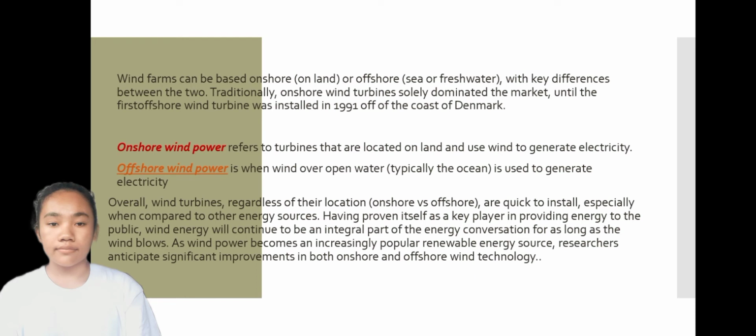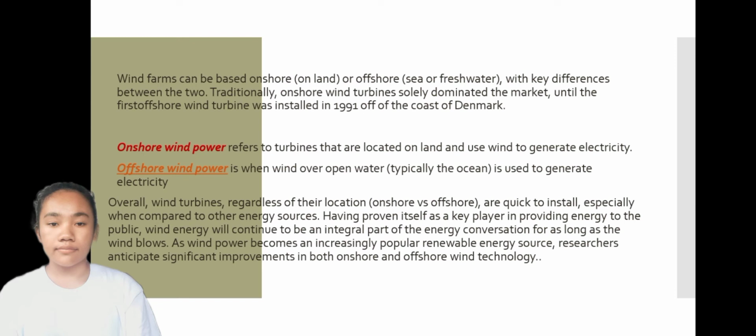Onshore wind power refers to turbines that are located on land and use wind to generate electricity. They are generally located in areas where there is a low conservation or habitat value. Offshore wind power is when wind over open water, typically the ocean, is used to generate electricity. The electricity generated by the turbines at the offshore wind farm is then sent to a single offshore substation.